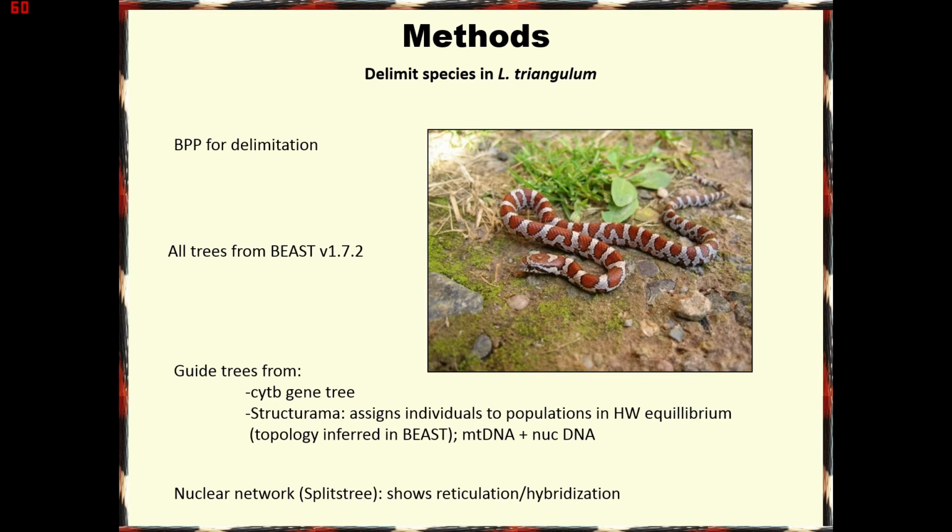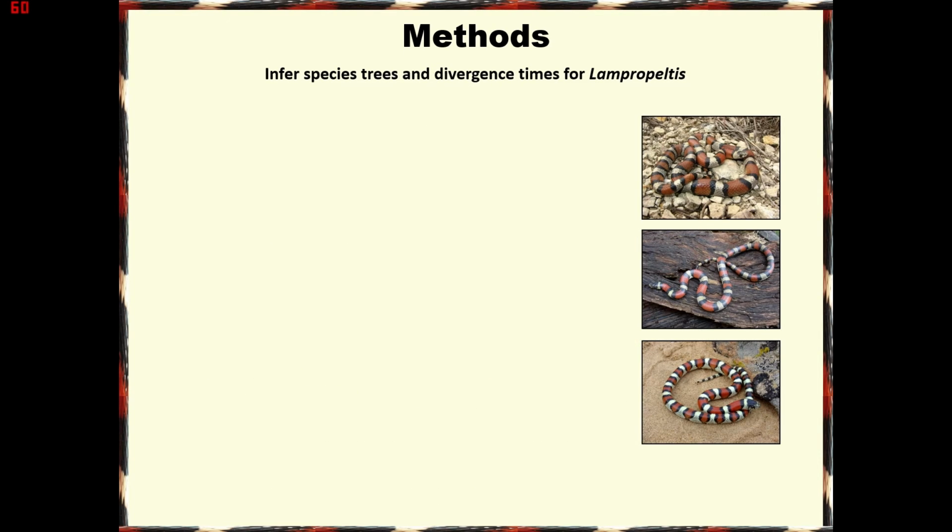In addition, we made a nuclear network in the program SplitsTree so that we could see if there's any reticulation or hybridization going on with nuclear genes between any of the potential species. So then to infer the species tree and the divergence times, we used *BEAST for this, using the newly delimited taxa we get out of BPP, 2 fossil calibrations that have log normal distributions for Lampropeltis.